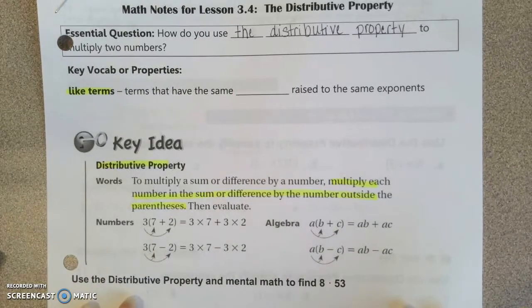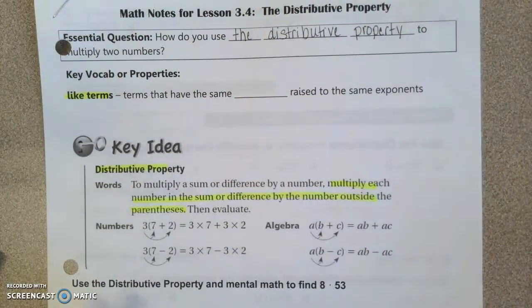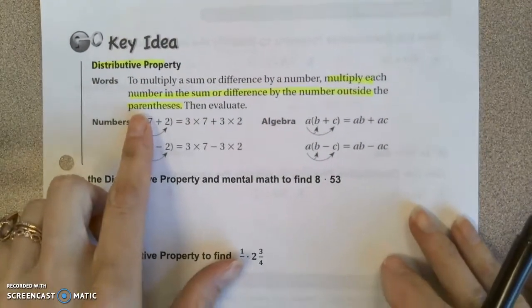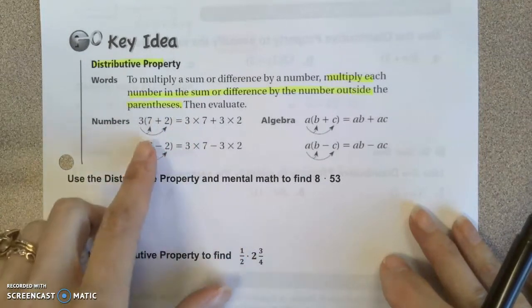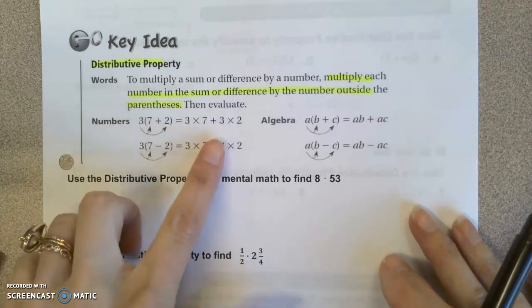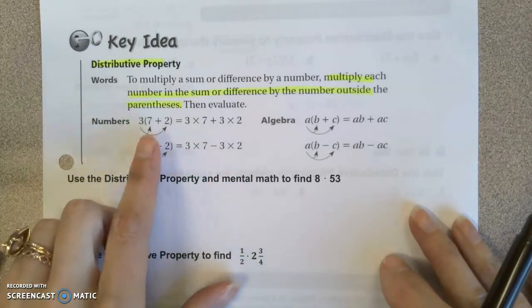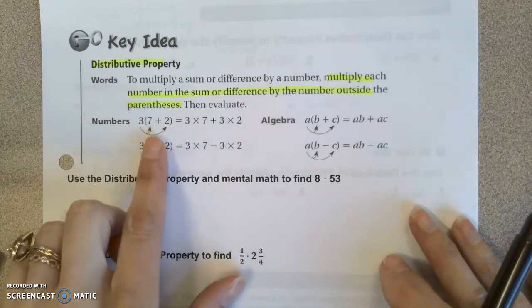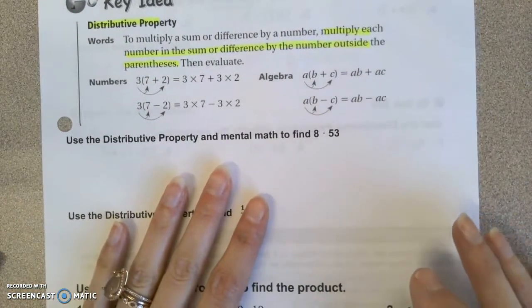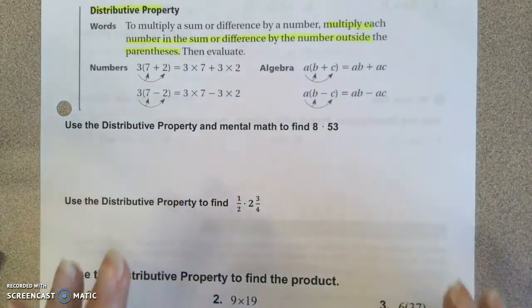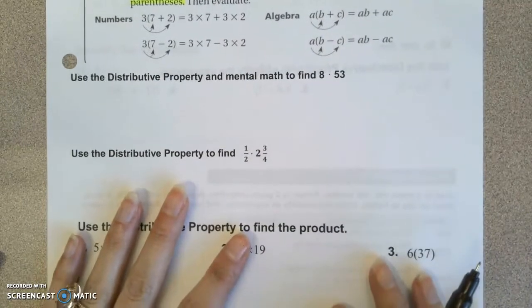Today we're looking at using the distributive property to multiply two numbers. When we use the distributive property, we multiply a sum or difference by a number, and we multiply each number in that sum or difference by the number outside the parentheses. We've looked at this with whole numbers a little bit, and then we used algebra tiles yesterday to practice this as well and come up with some patterns.